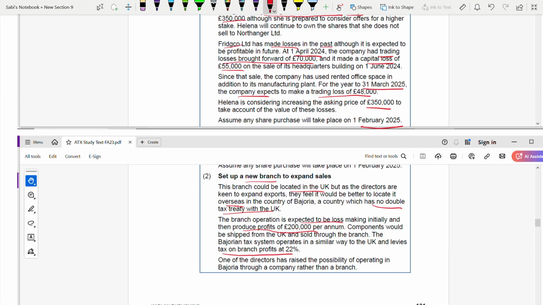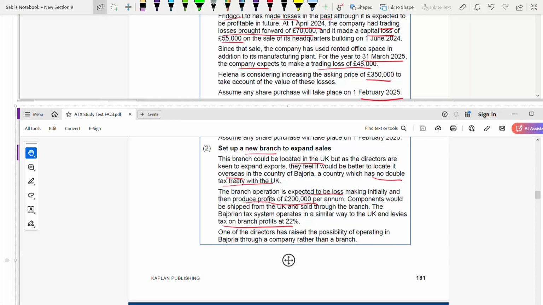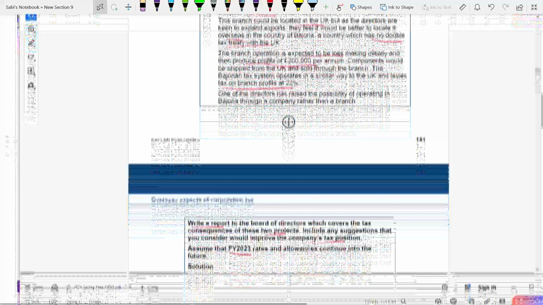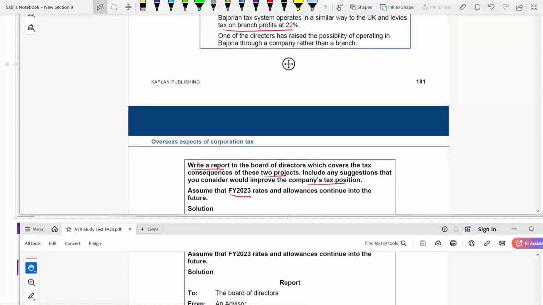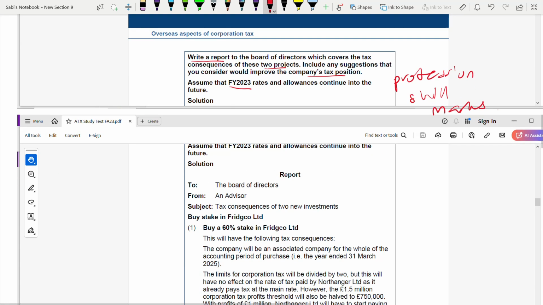So now, write a report. When you are writing a report, your format matters a lot. This is the place where you are going to get your professional skills marks as well. This also will be tested along with your technical marks. So first let us see the solution.